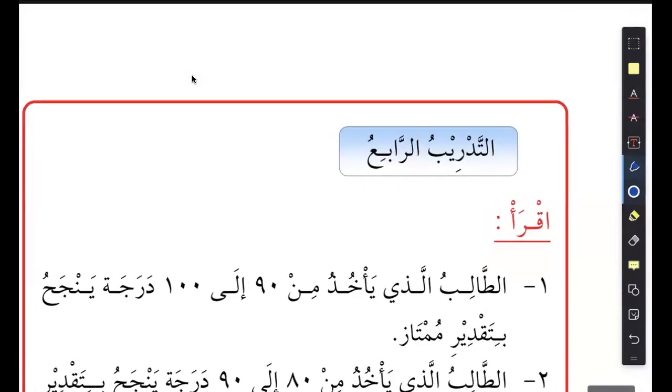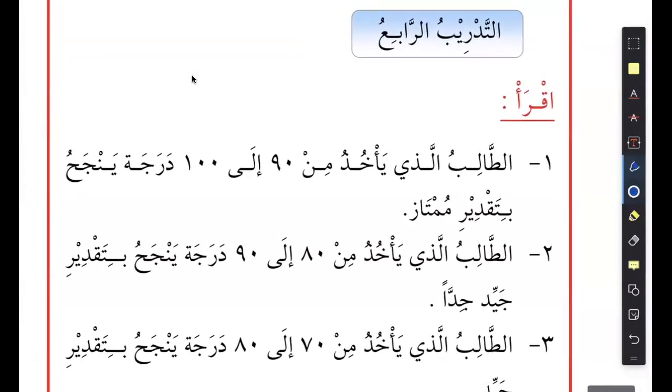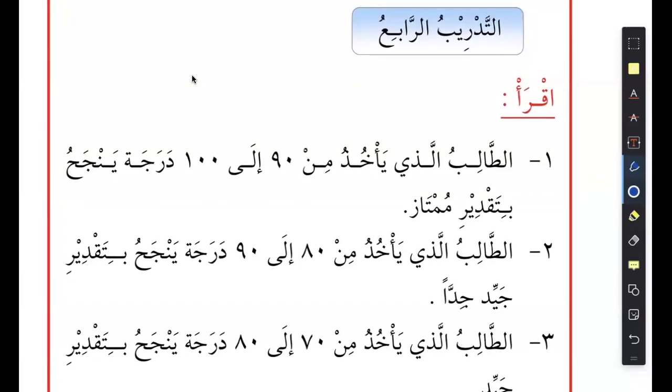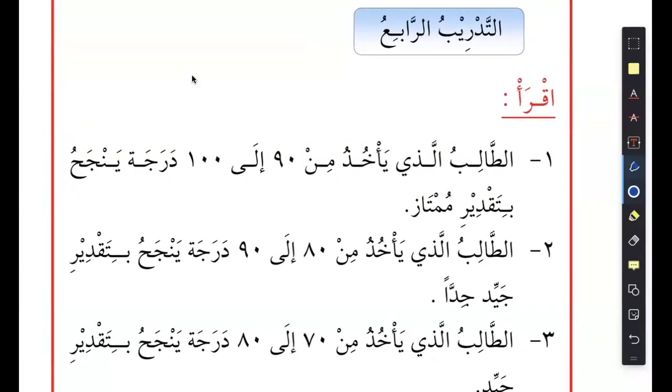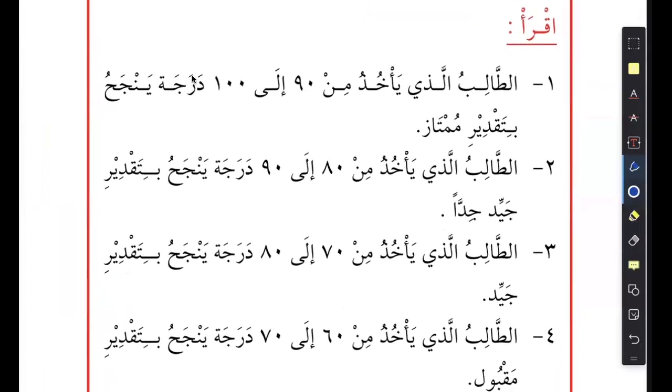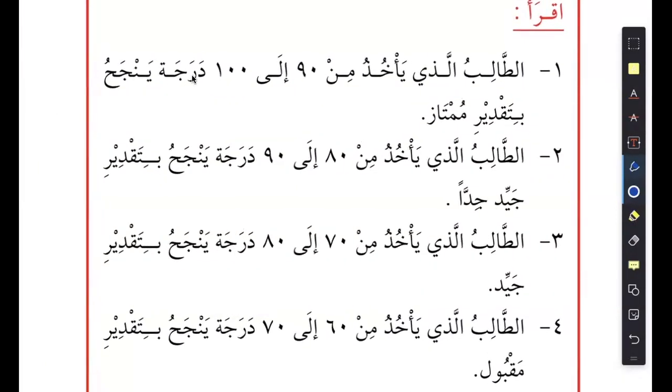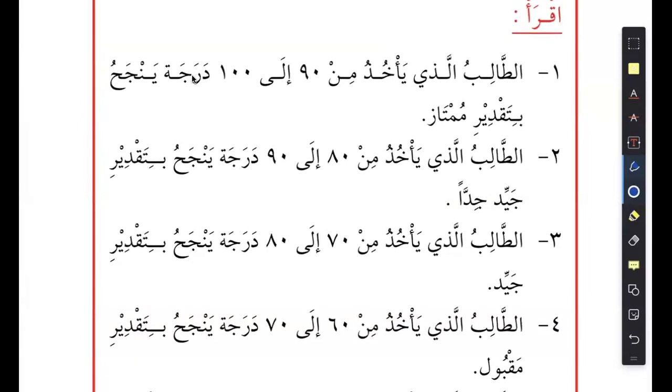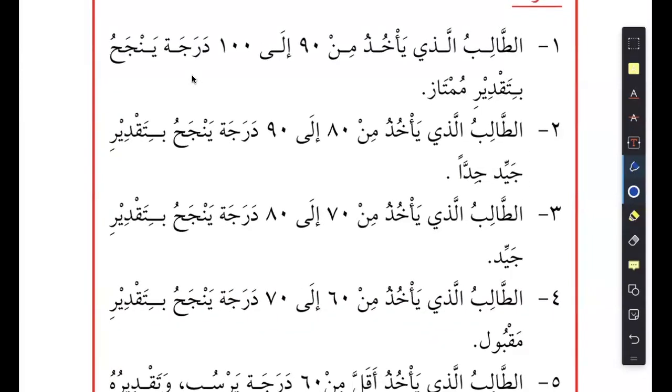So the next tadrib we have التدريب الرابع, the fourth exercise. It says اقرأ, read. The first one is الطالب الذي يأخذ من 90 إلى 100 درجة ينجح بتقدير ممتاز. So here they're describing all the different grade taqdirat that we have in a grading system. Something that I already have spoken about, so I'll just quickly go through them.